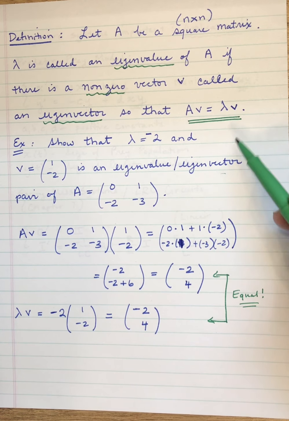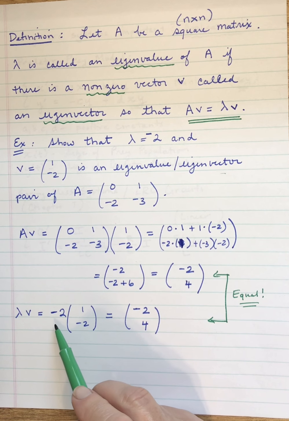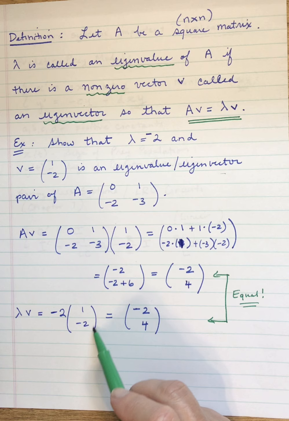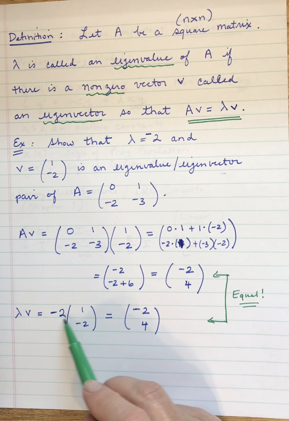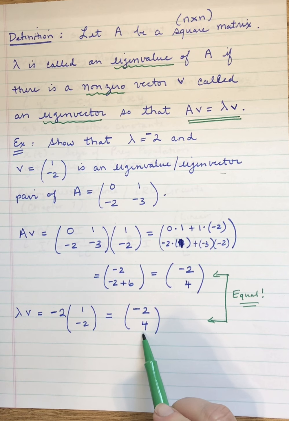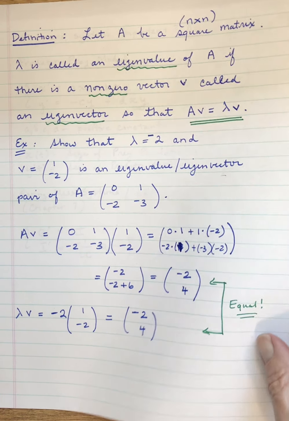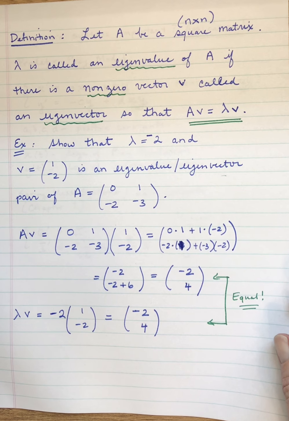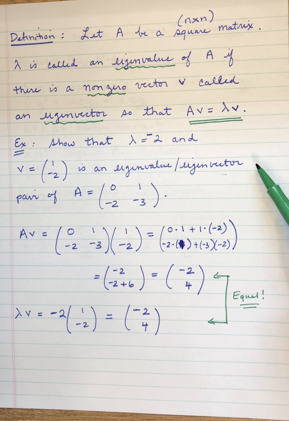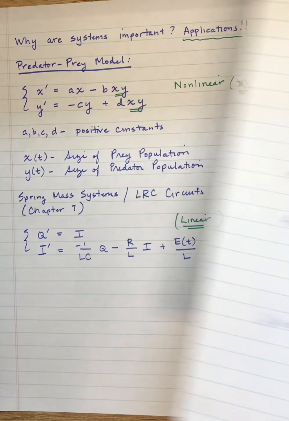And what do we get when we calculate lambda times v? So lambda times v gives us -2 times the vector v. That just gives us -2 times 1, and then -2 times -2, which gives us 4. These two things are equal. So we verified that this is an eigenvalue eigenvector pair. Again, we're doing verifications now. Eventually we'll be finding the eigenvalues and the eigenvectors. That's what we get to do next time.